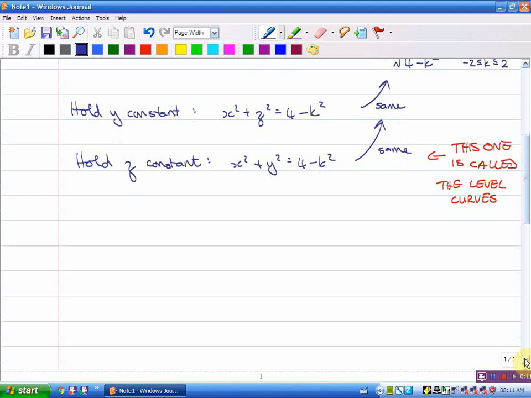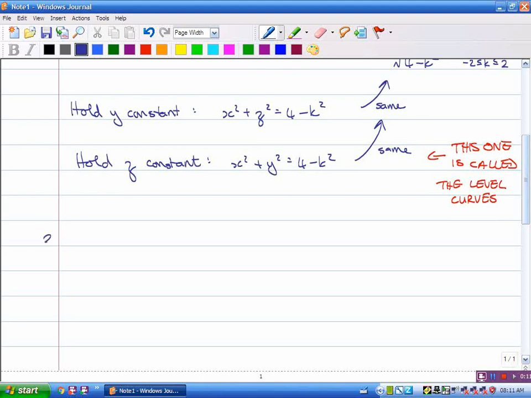Level curves. All right, so let's do an example. A typical example would be number 3. Okay, number 3, so could you please keep quiet? When you're quite ready. Number 3, it's page 16.